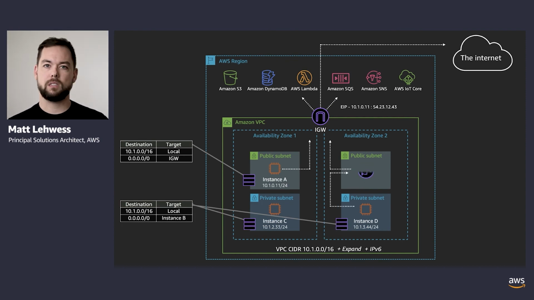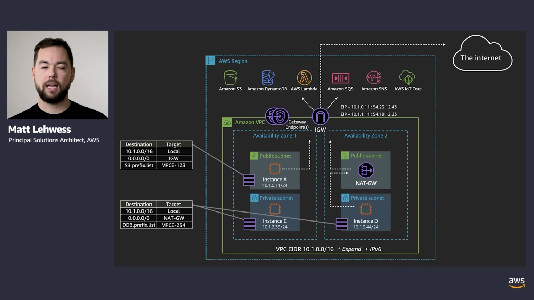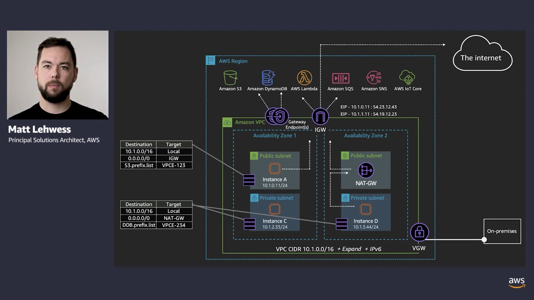We've got our NAT instance, or maybe NAT gateway, connecting to the public internet. We've got our gateway endpoints allowing us to connect to DynamoDB or Amazon S3. We talked about S3 gateway endpoints a little bit. We didn't talk about DynamoDB though, but you can use gateway endpoints for DynamoDB.